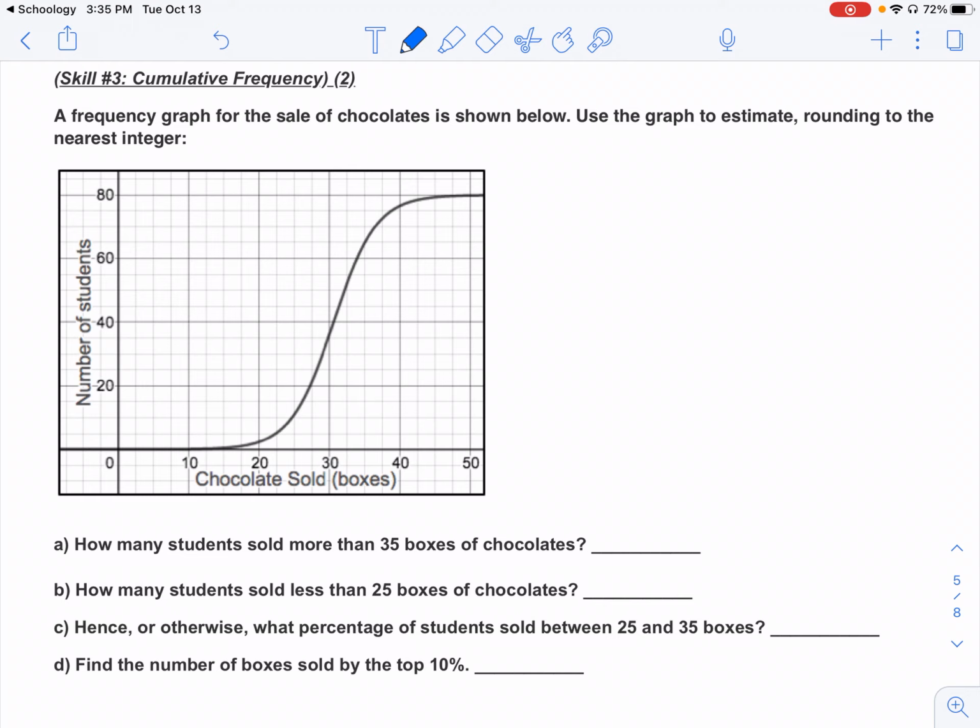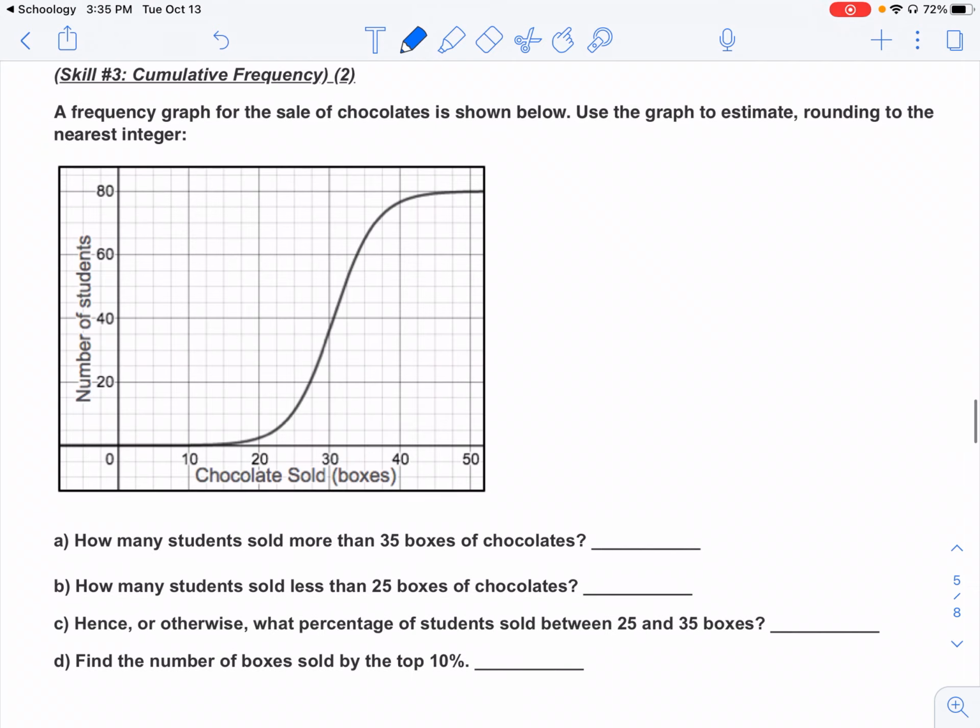How many students sold more than 35 boxes? So I'm going to look at my chart. Here's 35 boxes. Oopsie. There's 35 boxes. This is 65. So 65 students sold less than 35 boxes. So I need to do 80 minus 65, and I get 15 students sold more than, because this group of students right here is the group that sold more than. So that would be 15.